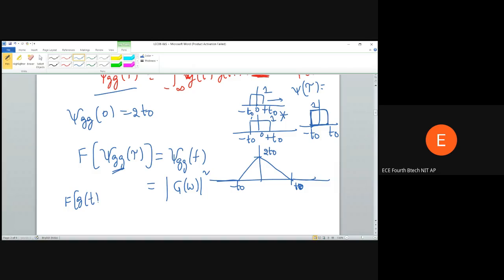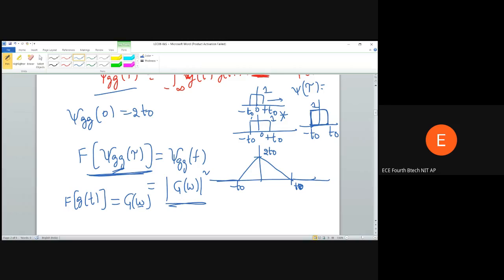Few people might know what this Fourier transform is. The Fourier transform of g of t is equal to g of omega. If there are third years and final years, they might get confused with small omega and capital omega, but in general we will consider small omega. That is the reason why I kept small omega here. Then the Fourier transform of the autocorrelation function will be the power spectral density, that is the square of the power spectrum.